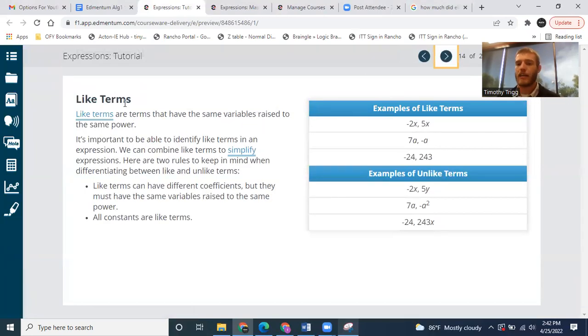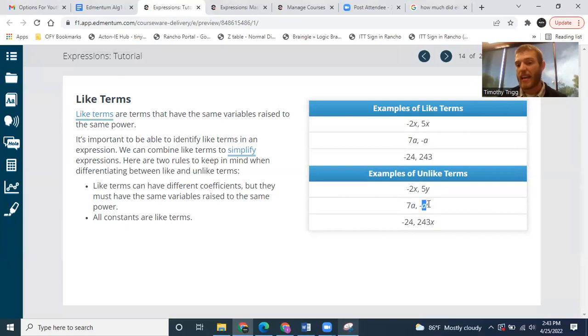We're also going to talk about like terms. So like terms, you can look at page 14. Constants are like terms with other constants. So you can always add or subtract like terms together. So for example, if it said negative 24 plus 243, we can add those. This is another example of like terms. Notice they have the same variable. They both have an x. So if they both have the same variable, they are like terms. So negative 2x and 5x, those are like terms. However, if they have a different variable, see how down here, negative 2x and 5y, those are not like terms. So you can't add or subtract those together.